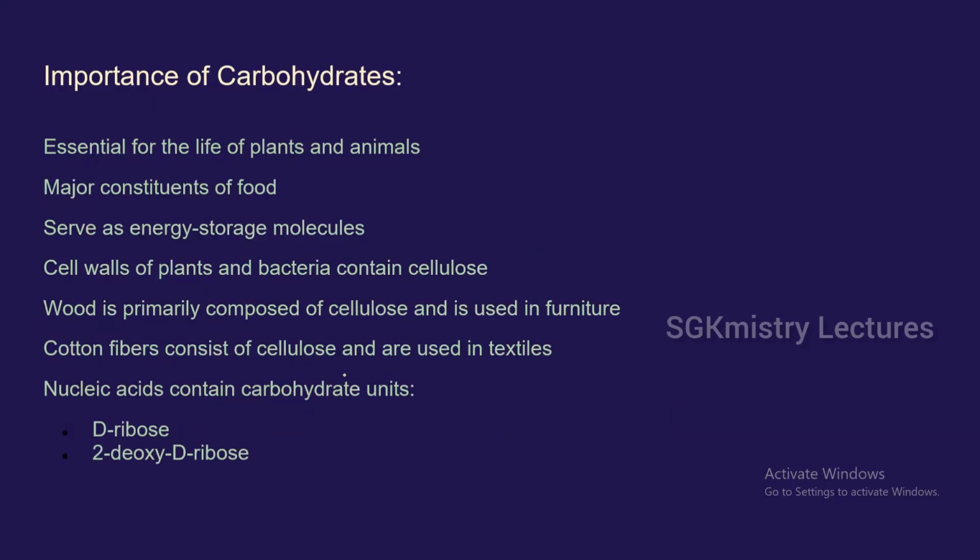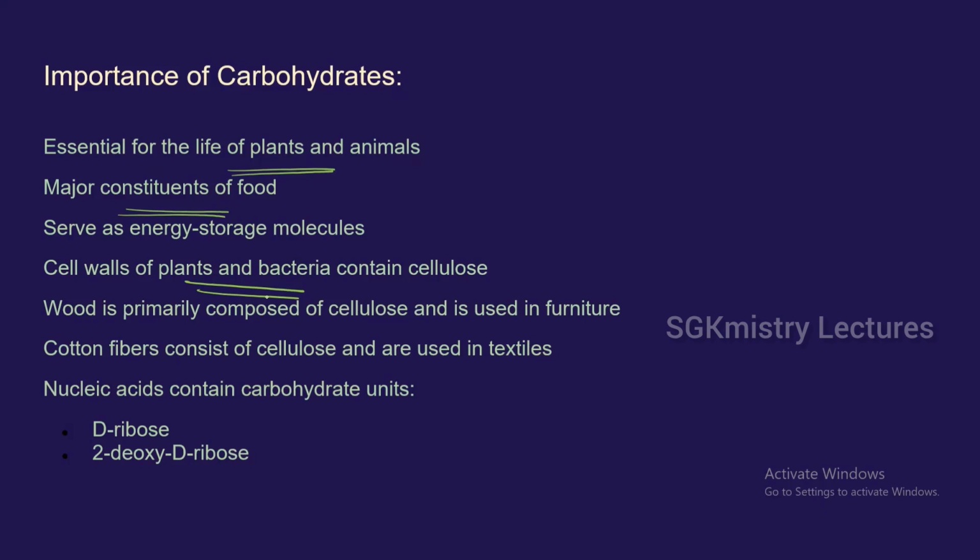Next, coming on to the importance of carbohydrates: they are essential for the life of plants as well as animals, they are the major constituents of our food, and they also act as storage molecules. Starch is used as a storage carbohydrate in plants, and in animals we have glycogen for storage. Cellulose is in plants, and certain bacteria also contain cellulose in the cell wall. Wood is a form of cellulose which is used in furniture. Cotton fiber is also made up of cellulose, which is used in making clothes.